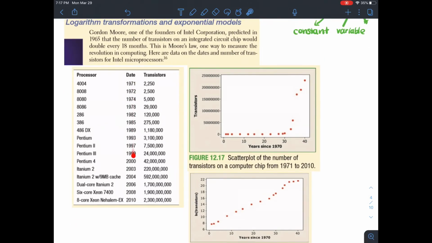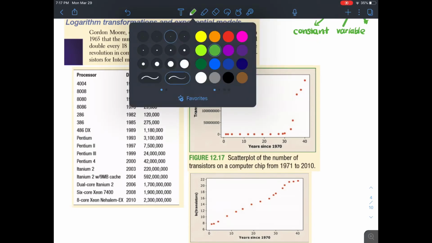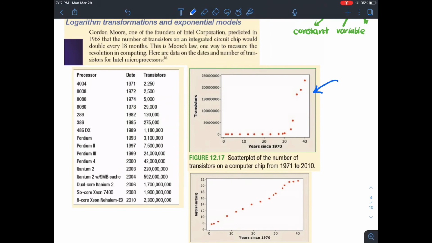Okay, so we have these dates here. We have the number of transistors. They're saying that it's supposed to double every 18 months, which does kind of allude to an exponential function. But anyhow, what we have over here, this graph, we'll go ahead and label that this represents the original scatter plot. Now, notice that the x variable, the explanatory variable, is not actually the year, but it is the number of years since the year 1970, and our response variable is the number of transistors.